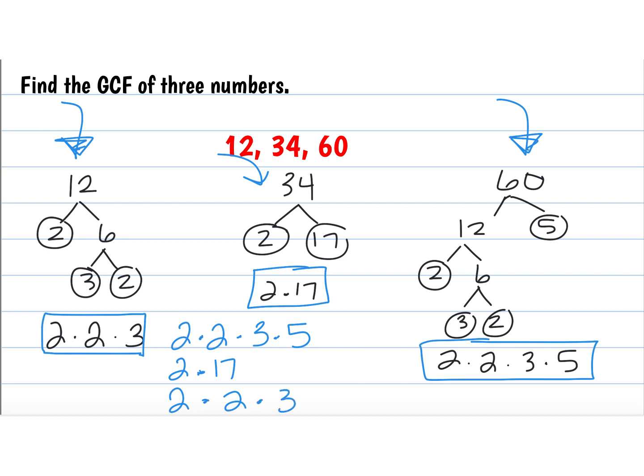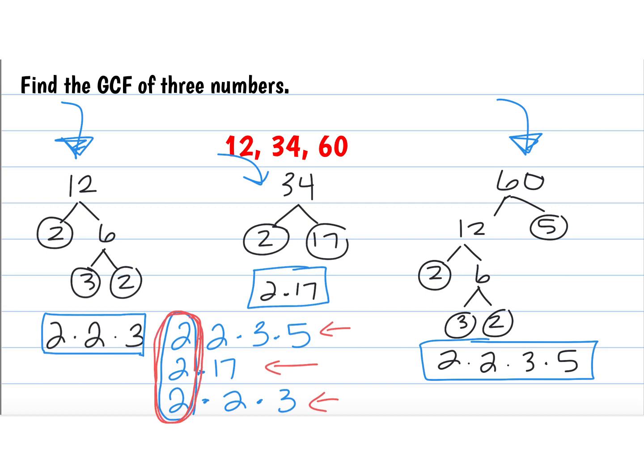So now I'm comparing all three. I can see they each have a 2. The other two have a 2 and a 3 in common, but not this one. So therefore, the only thing that they have in common is 1, 2. And I just pull that out.